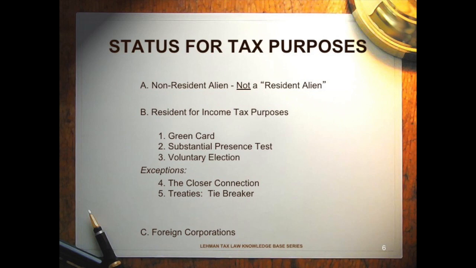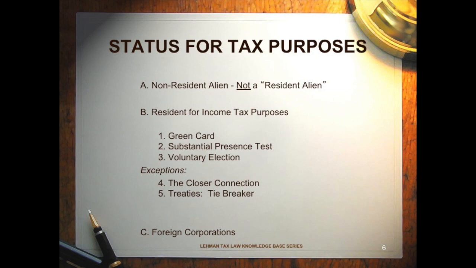And the third way someone can become a U.S. taxpayer who's not a citizen is by voluntary election. And this is typically with people who are married and they're over here and they may want to file joint returns and things like that.